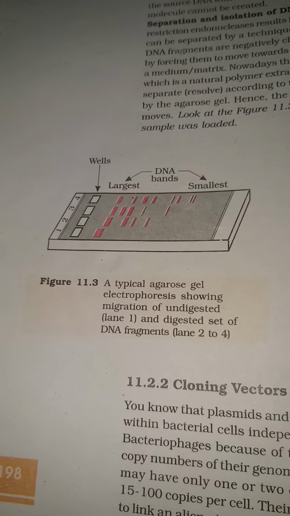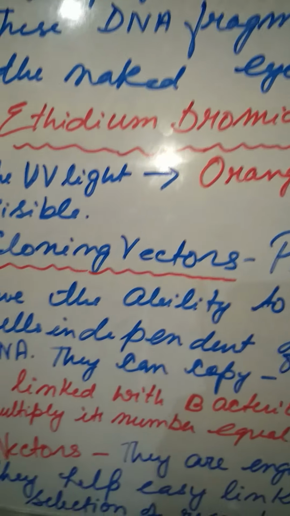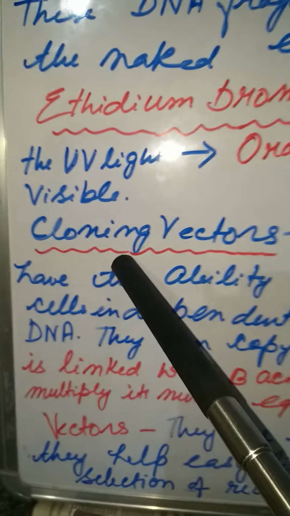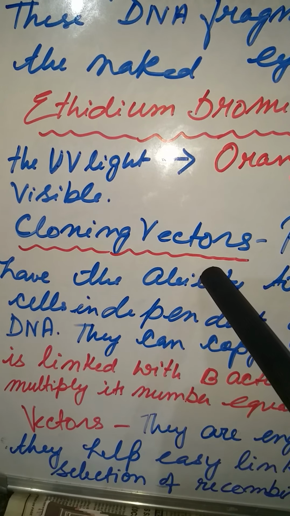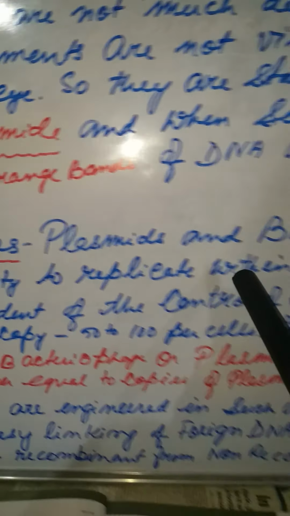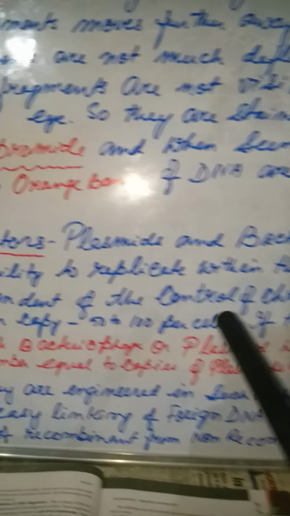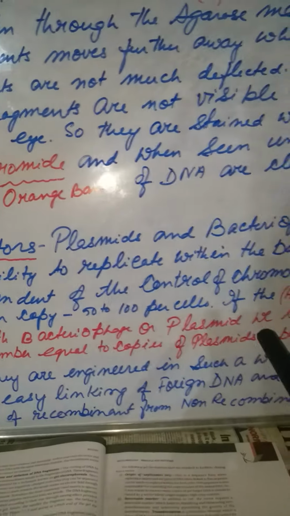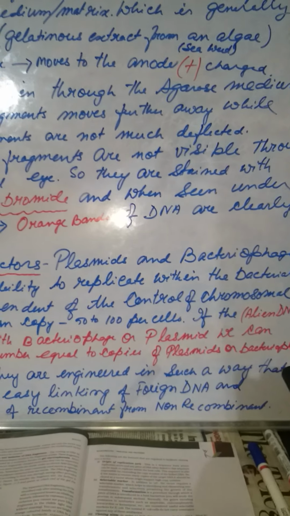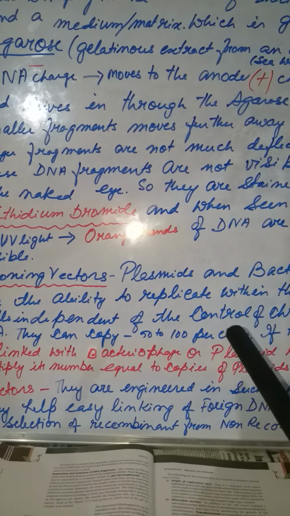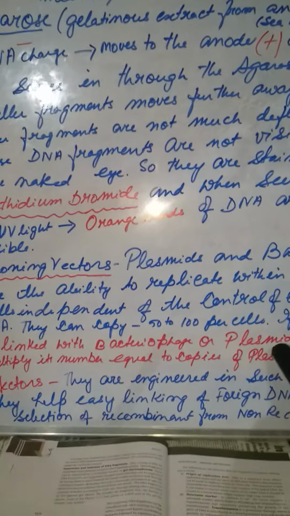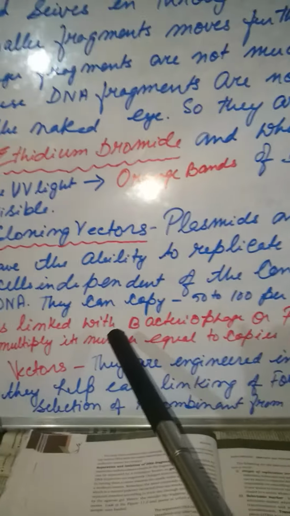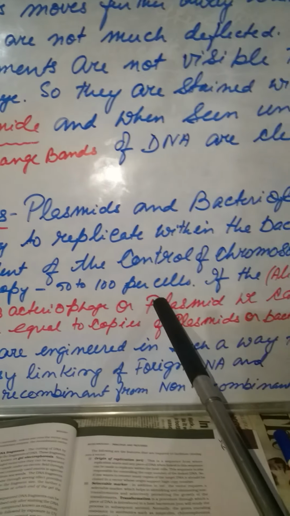Now once this DNA is separated, next we need a cloning vector. What is the function of the cloning vector? This cloning vector uses either a plasmid or a bacteriophage, which has the ability to replicate within the bacterial cell, independent of the control of the chromosomal DNA. Chromosomal DNA is within the nucleus, and extrachromosomal DNA is known as plasmids. So plasmids have the capacity to replicate, and it is not under the control of chromosomal DNA. They can make copies of 50 to 100 per cell.